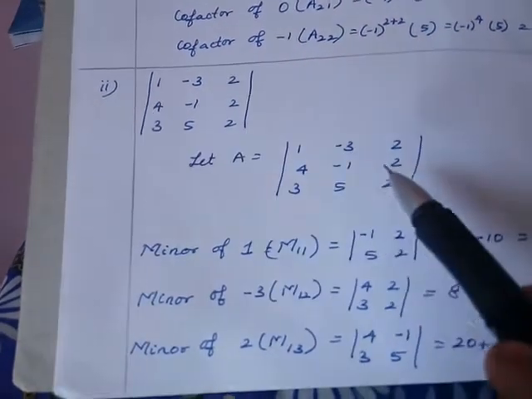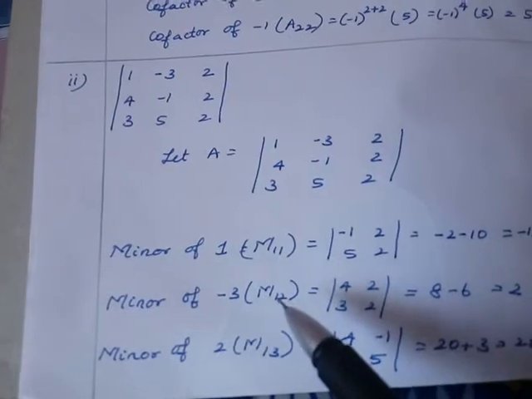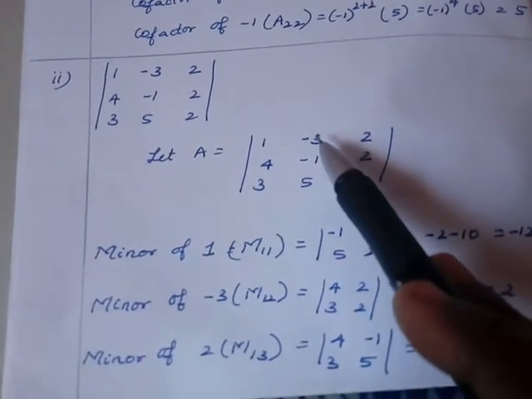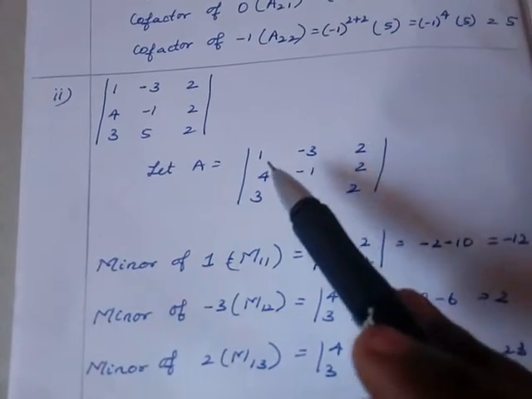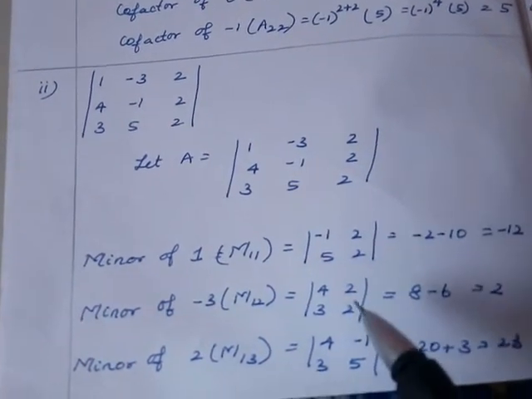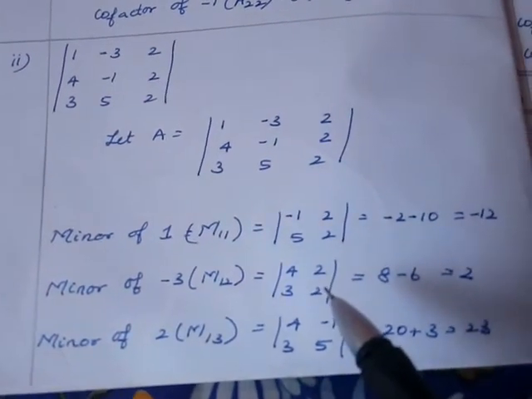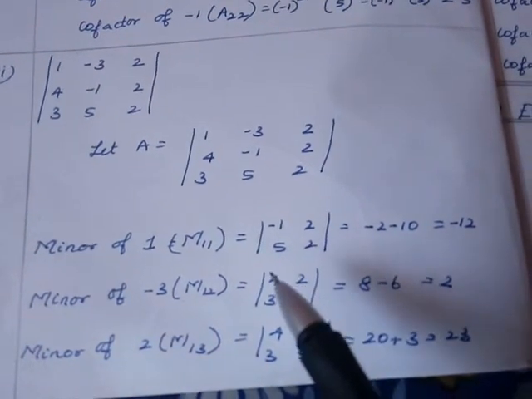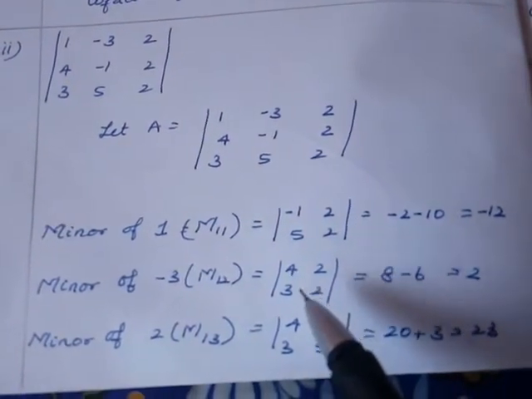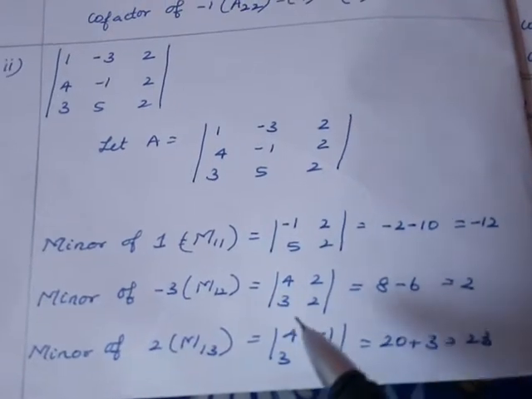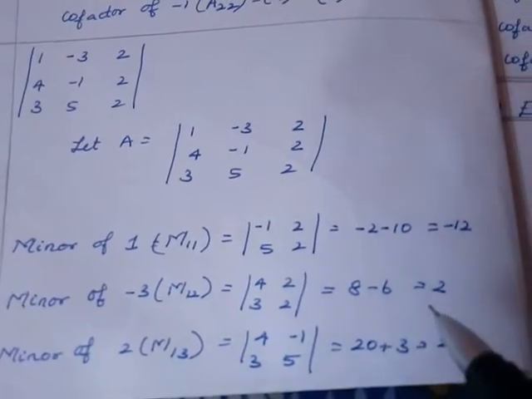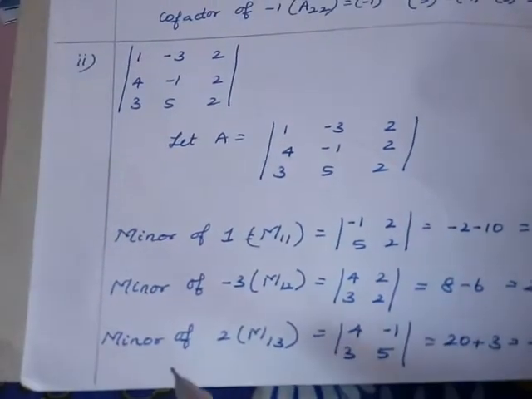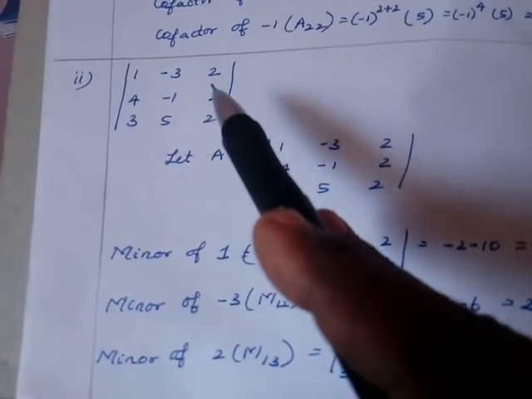See for the second one, minus 3. Minus 3 is located in first row second column. Leave off this column and this row. What is the remaining? 4, 2, 3, 2. Take and write the determinant. It is a 2 by 2 determinant. Now you have to multiply from the top. 4 2s are 8. Before multiplying these two, put a minus sign. 3 2s are 6. 8 minus 6 is 2. Minor of next element 2.